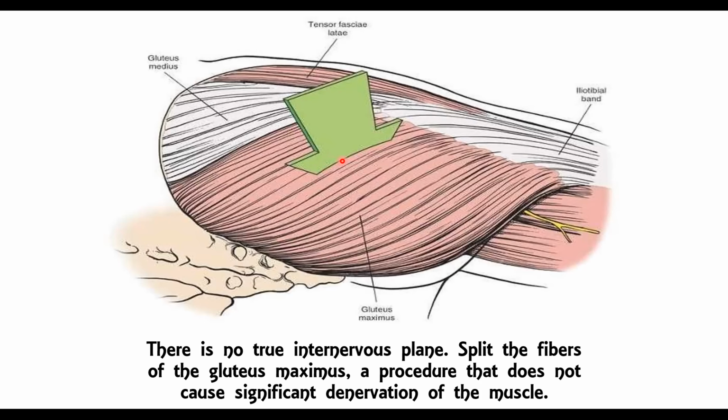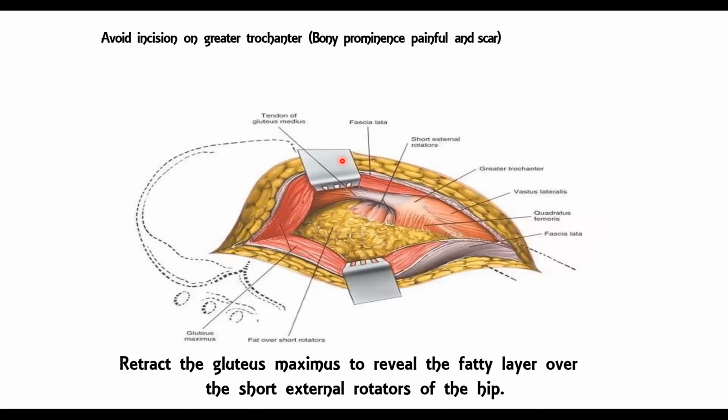Then don't give an incision over the greater trochanter. Any bony prominence incision scar will be painful. Retract the gluteus maximus. Beautifully, you can see this is the splitting of gluteus maximus, and you will see the underlying fat over the short external rotators. This is a common question asked in orals. Wherever you will see fat, there will be important neurovascular structures. You can retract the gluteus maximus to reveal the fatty layer over the short external rotators.